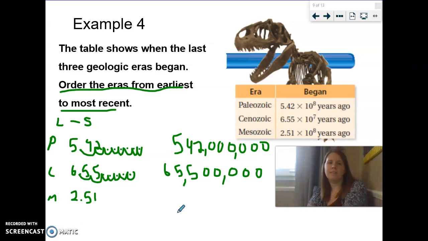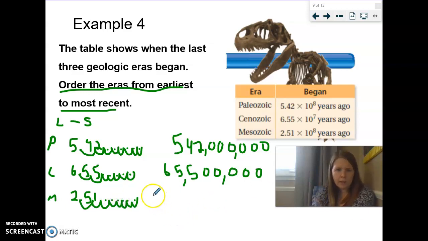All right, so I'm going to move this over 8 times. 1, 2, 3, 4, 5, 6, 7, 8. 1, 2, 3, 4, 5, 6. So I'm adding 6 zeros at the end. 2, 5, 1, 1, 2, 3, 4, 5, 6. All right, add back in my zeros.